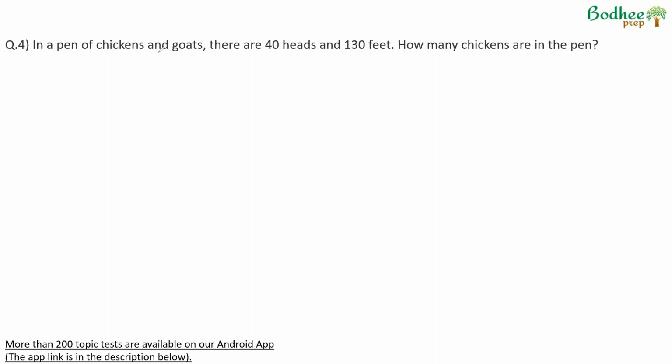In a pen of chickens and goats, there are 40 heads and 130 feet. How many chickens are in the pen? If the number of chickens is C and the number of goats is G, we can say C plus G, each of them has one head, so that is 40. Each chicken has 2 feet, and each goat has 4 feet. So 2C plus 4G is equal to 130. Number of heads, number of feet.